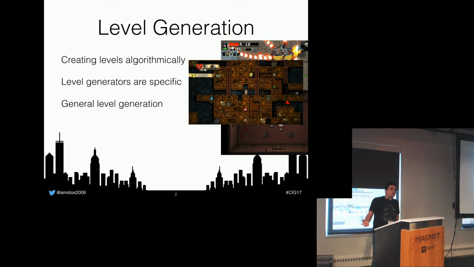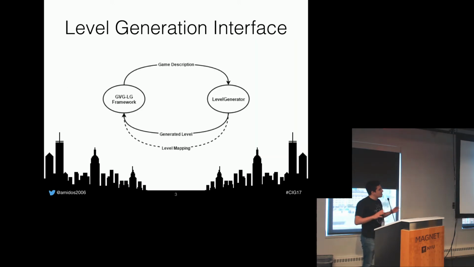In level generation, you are trying to create a level using an algorithm, and since all the algorithms so far are specific to certain games, we wanted to make it as general as possible by using the general video game AI framework and providing an interface to build your own level generator. The whole framework is designed this way: the framework gives you a game description object, which contains different data that will help you build your level, and your level generator is supposed to return the generated level.